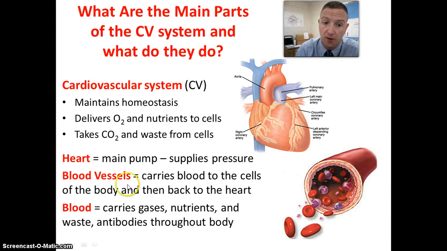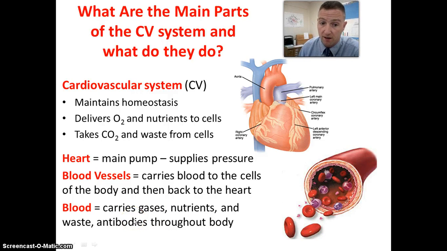Now, it moves the blood through these things called blood vessels. Right? You see the big blood vessels coming off the heart, they get skinnier and skinnier and skinnier until you're down to capillaries. And in these blood vessels is blood. So the blood vessels are the tubes, the pipes that carry the blood. And the blood is the stuff inside.